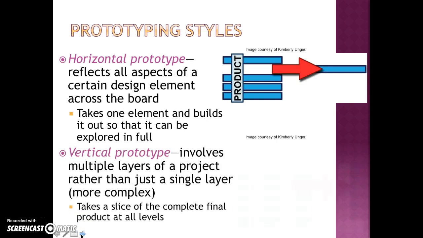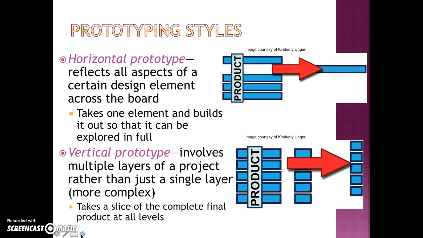Now, that's one type. The second type is a vertical prototype, which involves multiple layers of a project rather than just a single layer. This is your depth. This takes a slice of the complete final product at all levels. You explore how the different levels interact with one another. Alright, so think of horizontal prototyping as your breadth, vertical prototyping as the depth. You take a slice of all levels out of the final product. That's vertical, whereas with horizontal, you just take one element and build that across. Okay.